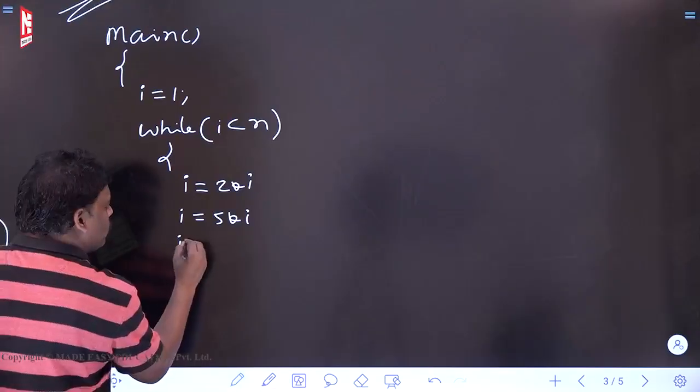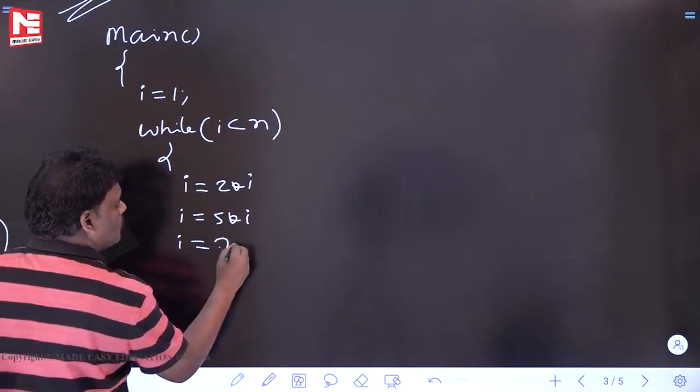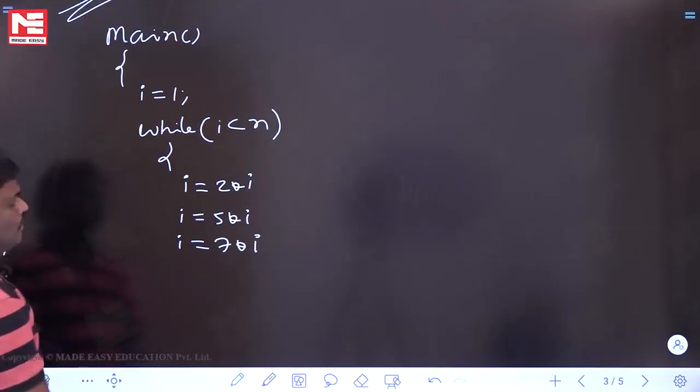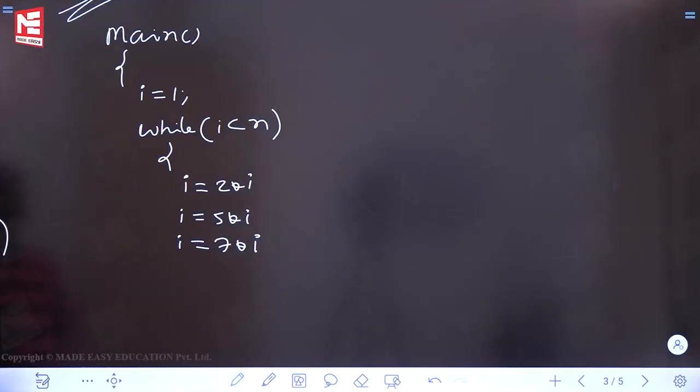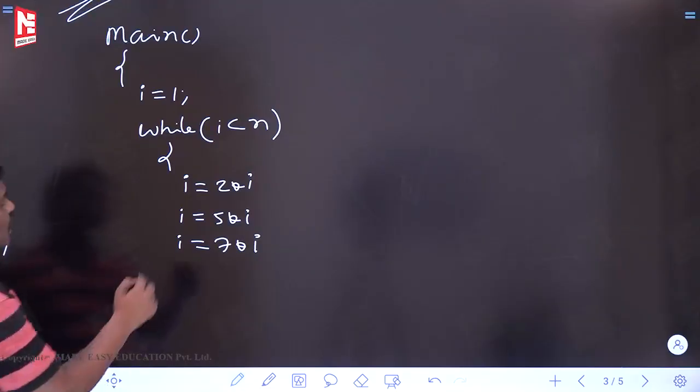Next one, I is equal to 7 into I. What is the answer? First into 2, next into 5, next one into 7. What is the answer? I think 10 into 7, I think 70. Can you help, until now what is the answer?